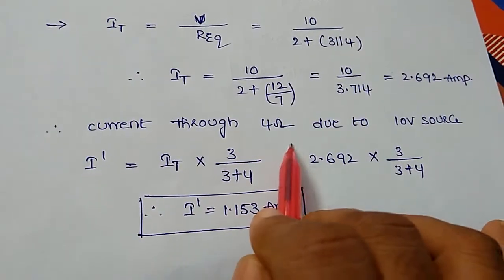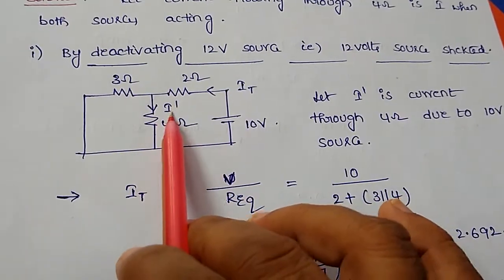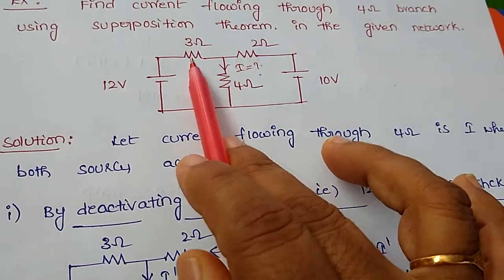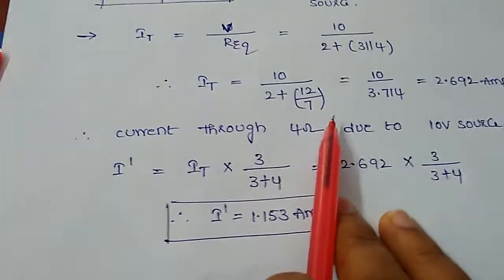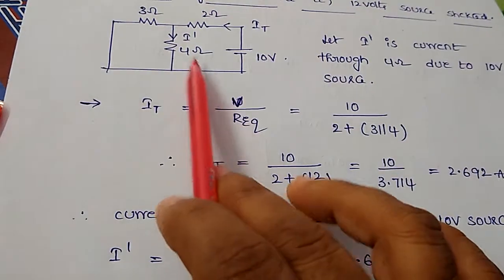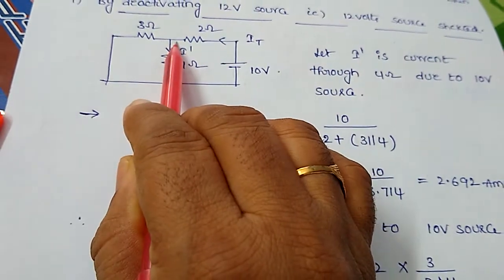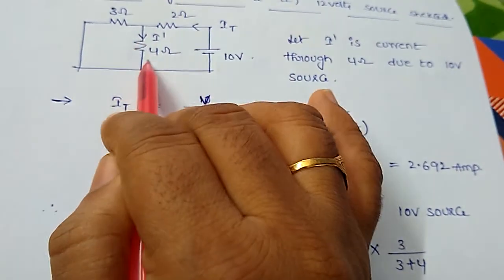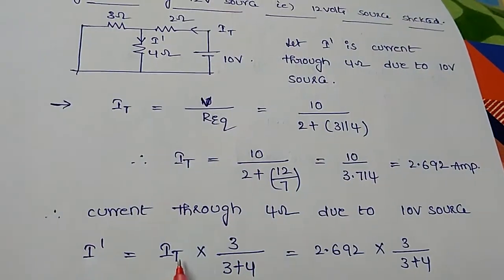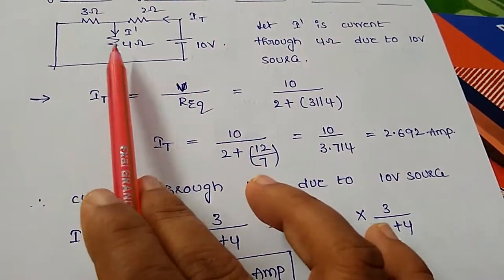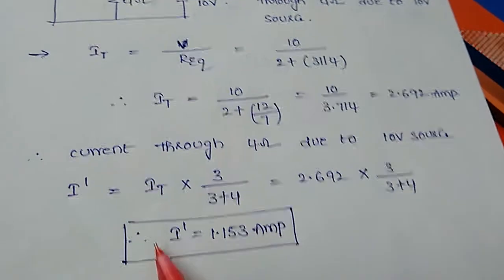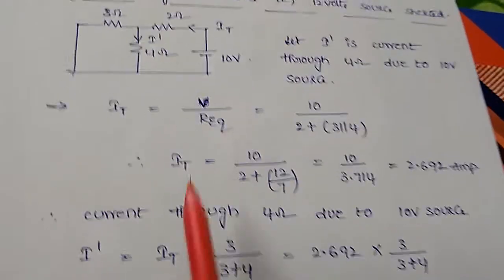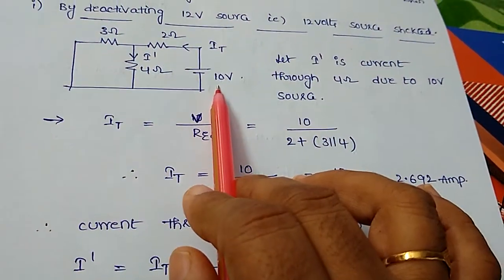Then the current flowing through 4 ohms due to 10 volts. My intention is to calculate I dash, because we need to calculate the current flowing through 4 ohms only, so I don't bother about 2 ohms or 3 ohms. I dash is part of IT, the total current, which is divided along 3 ohms and 4 ohms. So I am applying the current division rule: I dash is total current IT into the other branch, 3 ohms, by 3 plus 4. Finally I have I dash as 1.153 amps. This is the current flowing through the 4 ohms branch when the 10 volt source is acting.